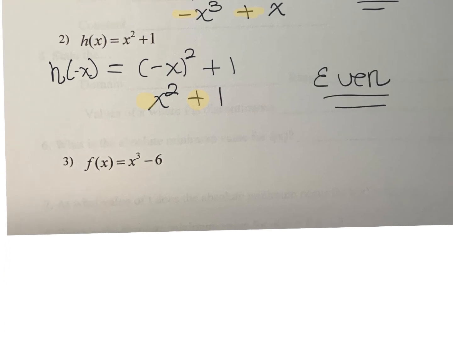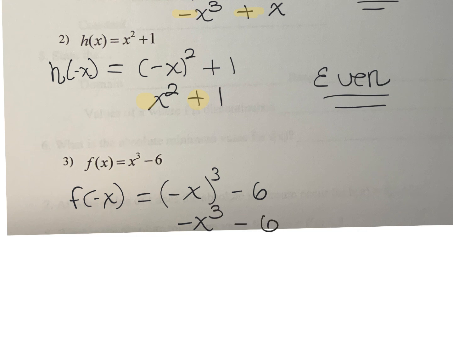Last one. F of negative x equals a negative x cubed minus 6. A negative cubed is a negative, and there's no x in this one, so it's still minus 6. Be very careful here. This one's opposite, but this one stayed the same. So one's opposite, one's the same, which means it is called neither. It's not odd or even, and thus it is neither.